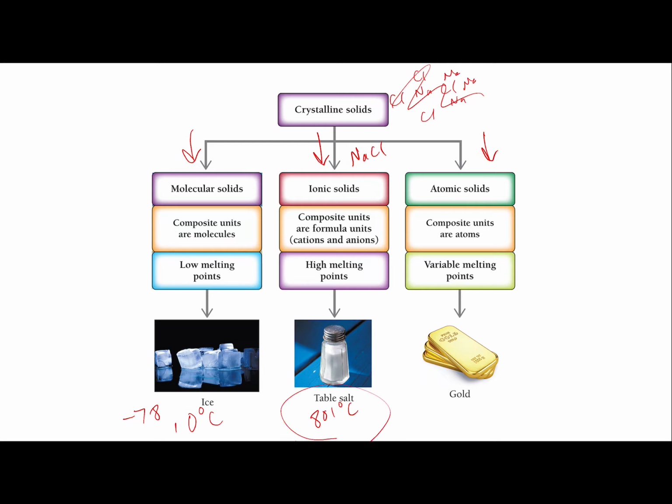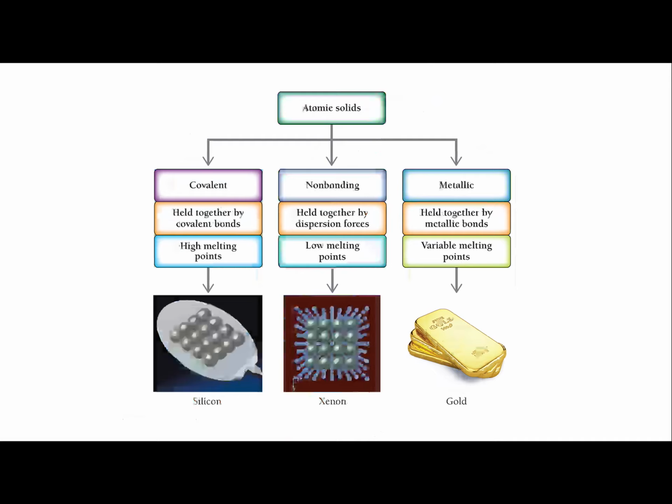Atomic solids. Now, atomic solids are those whose units are composed of individual atoms. So the units are individual atoms. Some examples of these would be diamond, iron, or solid xenon, diamond being carbon. Atomic solids can be divided into three categories: covalent atomic solids, non-bonding atomic solids, or metallic atomic solids. And each is held together by a different kind of force.